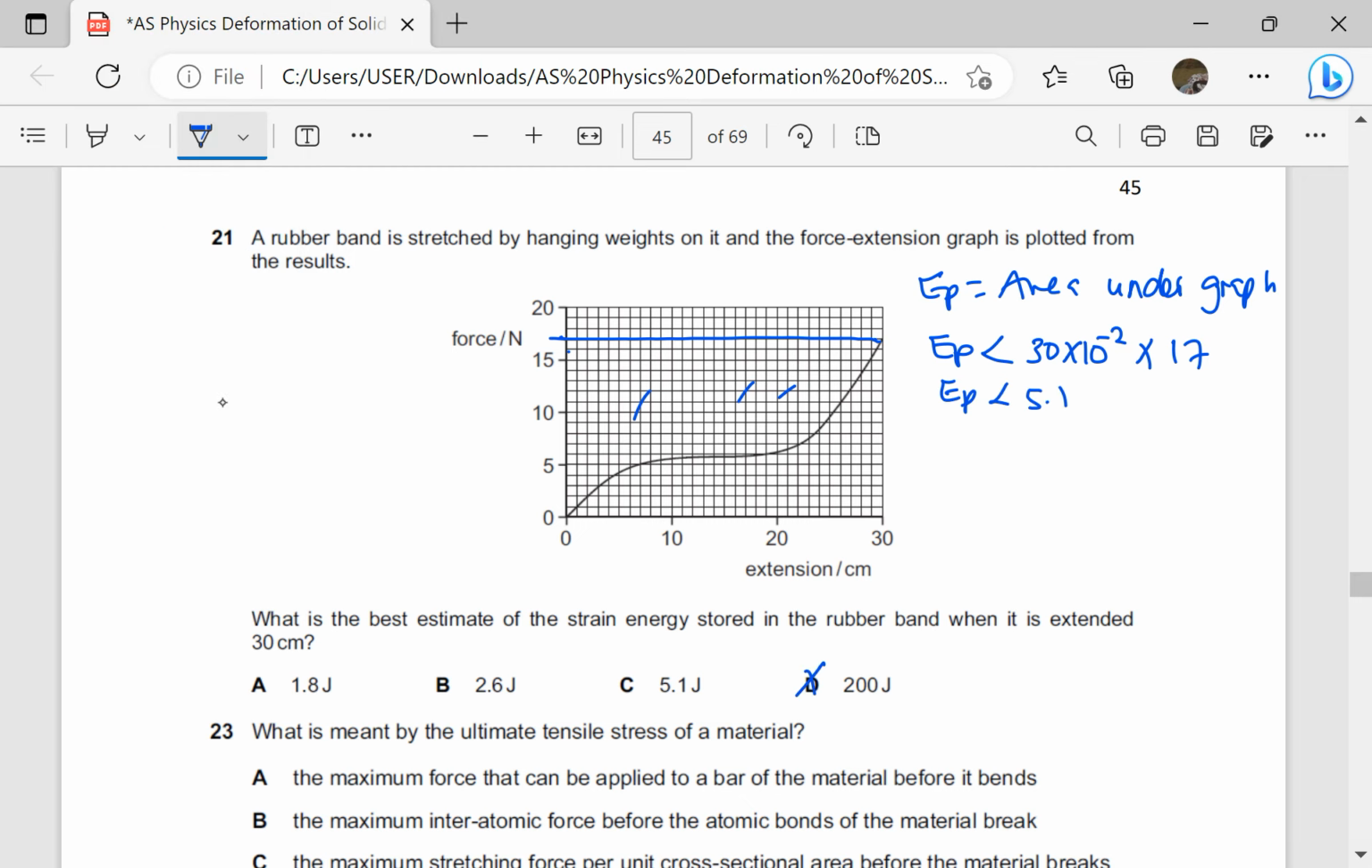That means this is wrong and this is wrong. Let's also draw another shape here, which is going to be a triangle. I will draw a triangle from the origin.